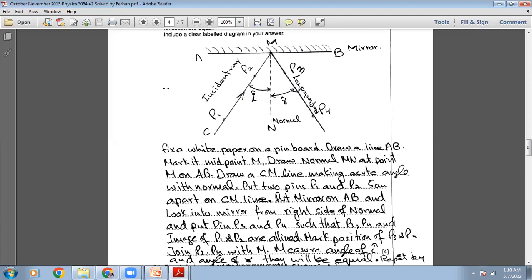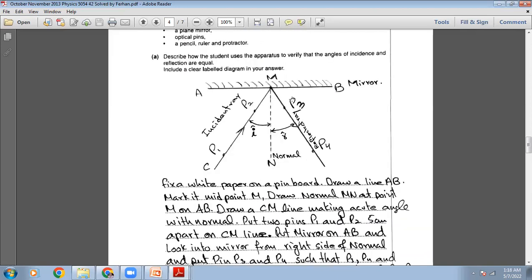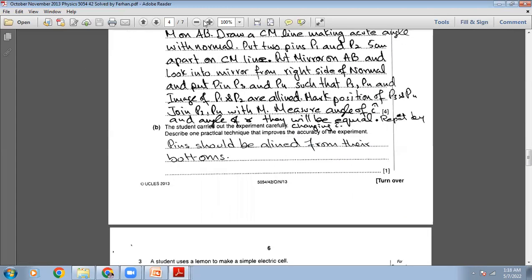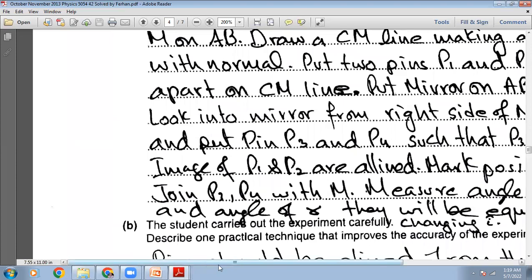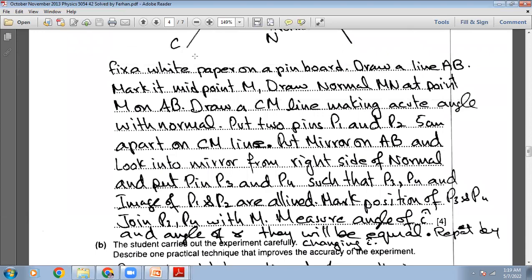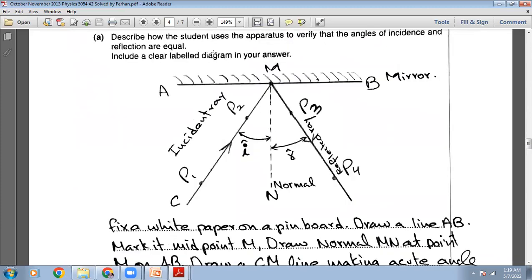Join pin 3 and pin 4 with M. Measure the angle of incidence and the angle of reflection. They will be equal, and you will note that they are equal. Repeat by changing the angle of incidence. Remember, you can also write here that the angle of incidence is the angle between the incident ray and the normal, and the angle of reflection is between the reflected ray and the normal. Okay, so hopefully you understand, and let me show you that written answer. You can pause the video and read it yourself, and this is that diagram.